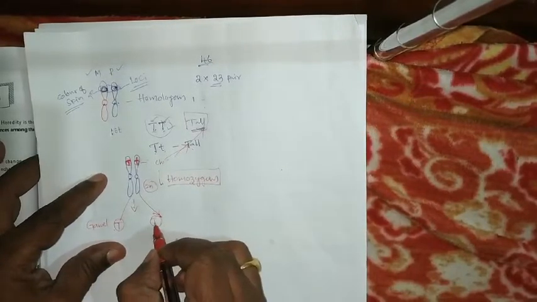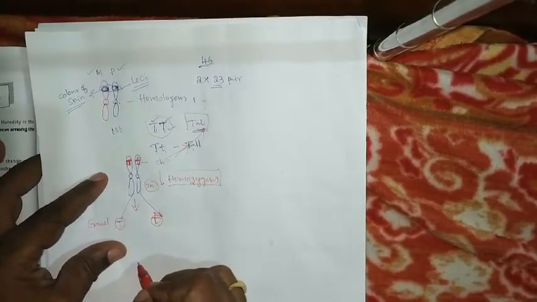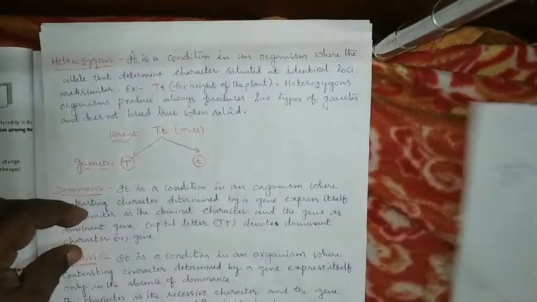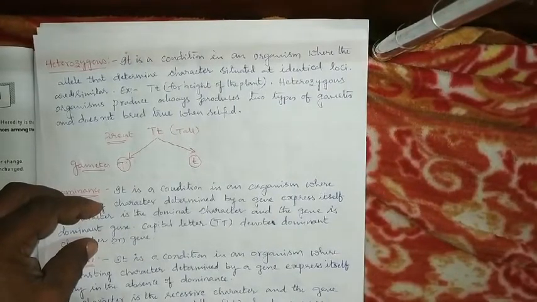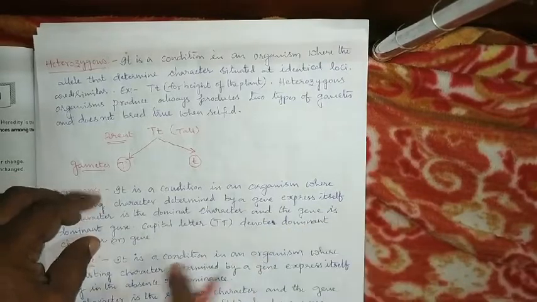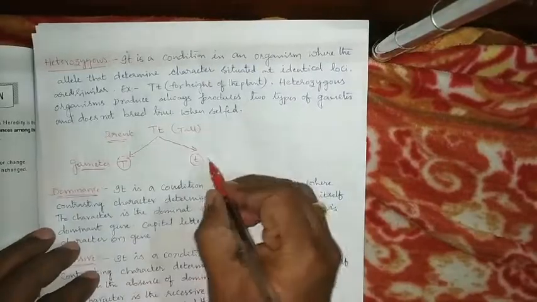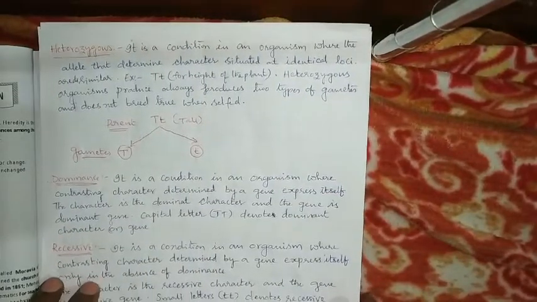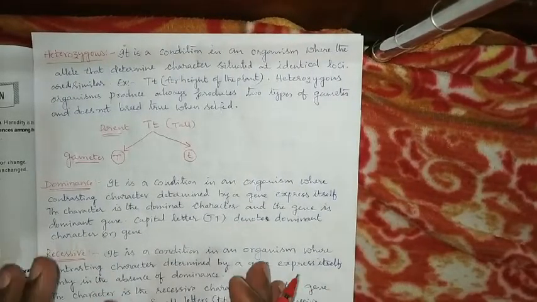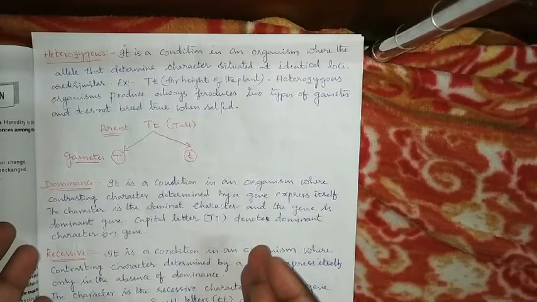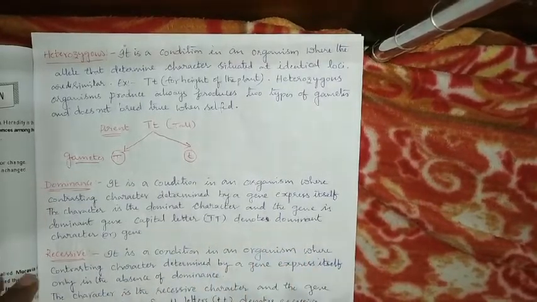At the time of gamete formation, what do they produce? Capital T they produce, small t they produce. So the heterozygous alleles, at the time of gamete formation, produce two types of gametes. What are those two types of gametes? Capital T and small t. So this is about the heterozygous. Dissimilar alleles on the homologous chromosome are called heterozygous. Similar alleles on the homologous chromosome are called homozygous. So that is the difference between heterozygous and homozygous.